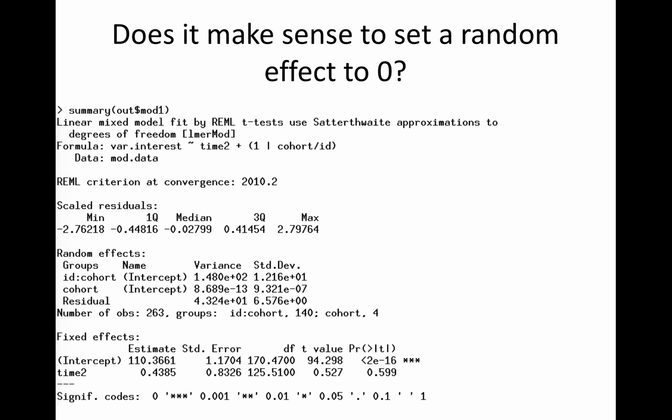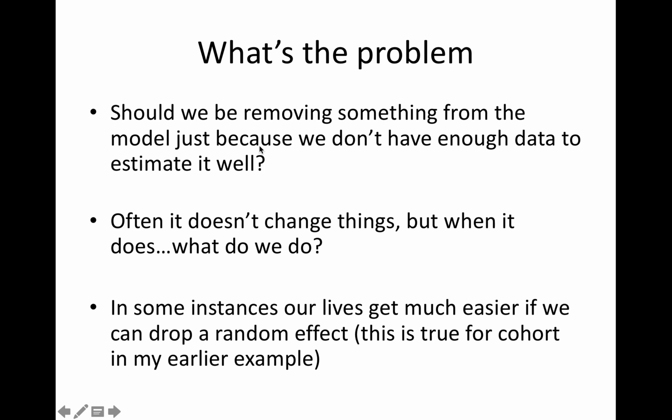But the other school of thought is that no, with mixed models, you have to have cohort in here. And actually, additionally, I should have had time in here as well, but it's another story. So the idea is, should we be removing something from the model just because we don't have enough data to estimate it well? Basically, we know this variance probably isn't 0, so can we really motivate removing it from the model? And it typically doesn't change things, but if it does, what do we do? How do we know what's happening?